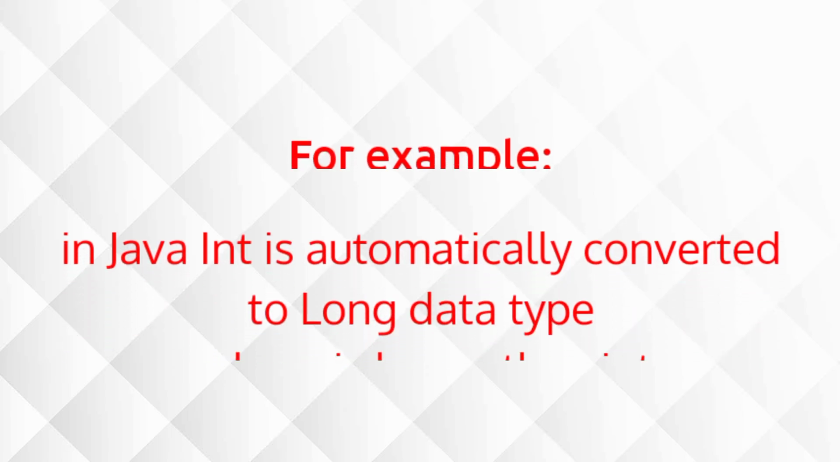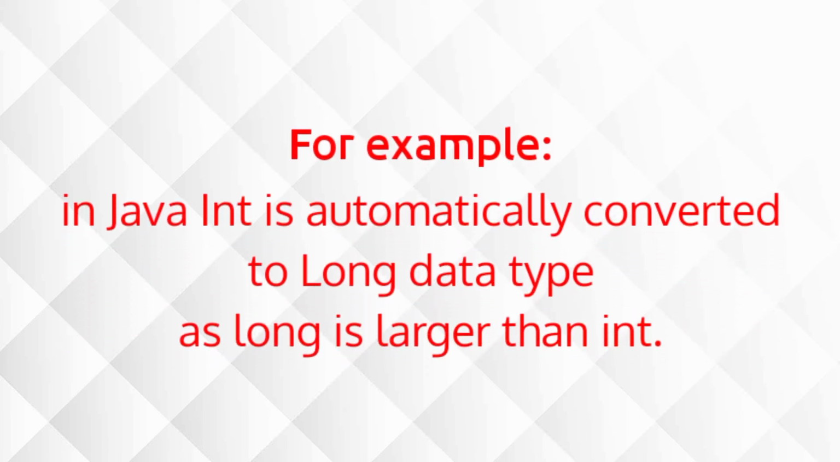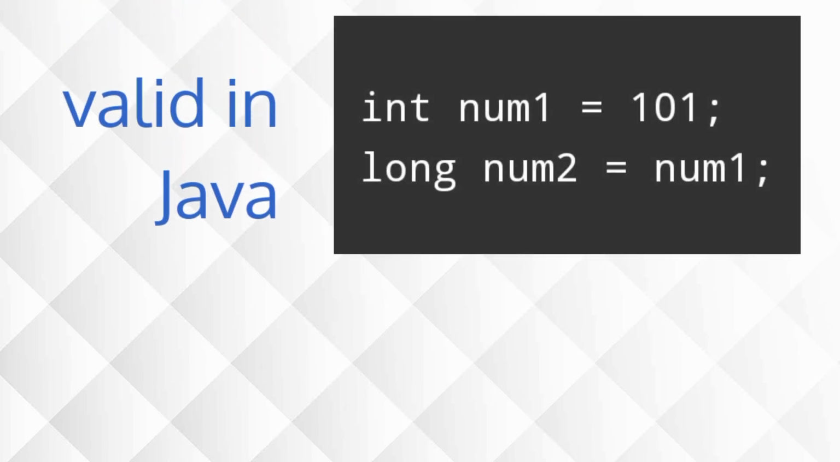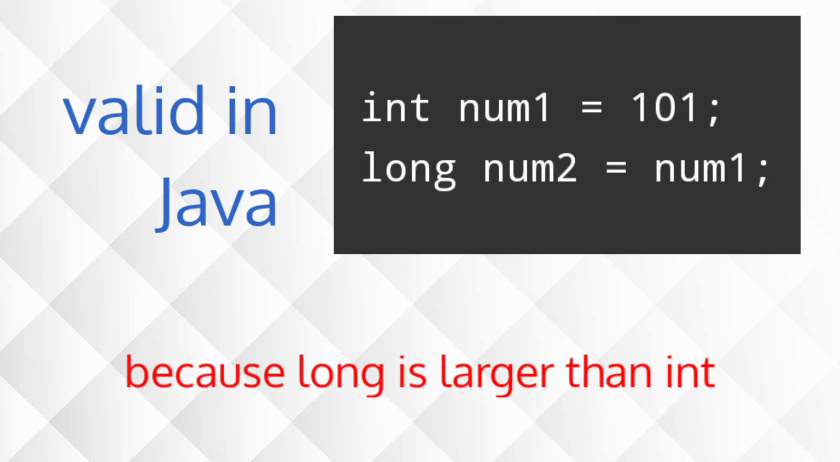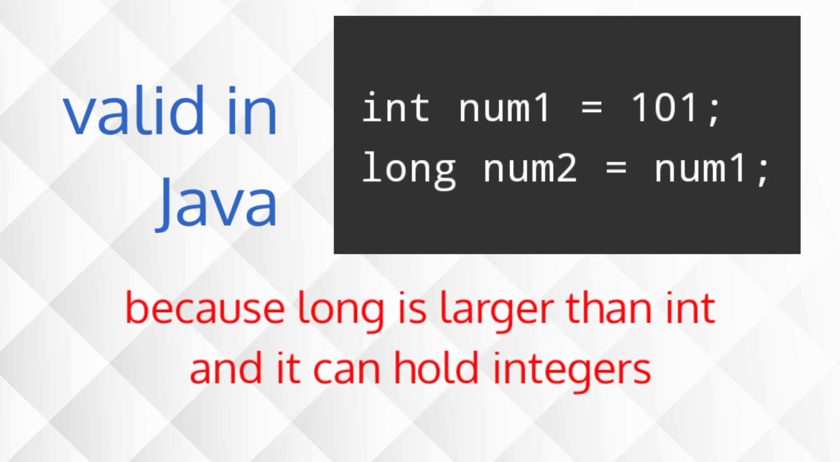For example, in Java, int is automatically converted to long data type as long is larger than int. So this code is valid even though we are converting int to long, because long is larger than int and it can hold integers.